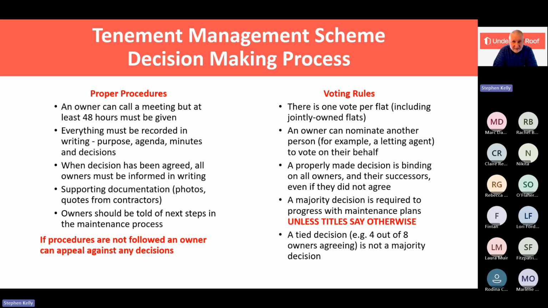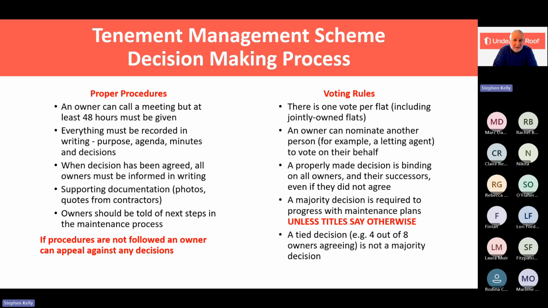Irrespective of how many people stay in that flat, it could be husband and wife and 3 daughters, it's still 1 vote per flat. If you wish, an owner can nominate another person, could be a letting agent, a factor, could be a friend of the family. They can vote on their behalf, still 1 vote per flat.